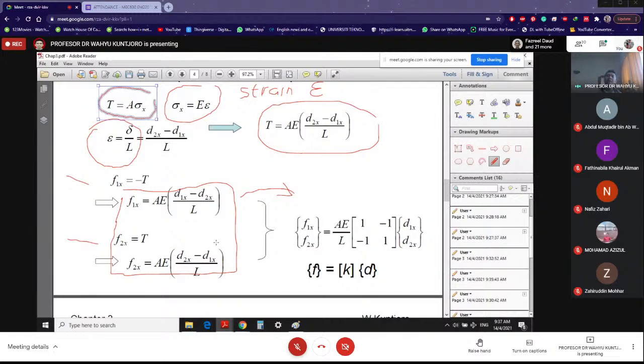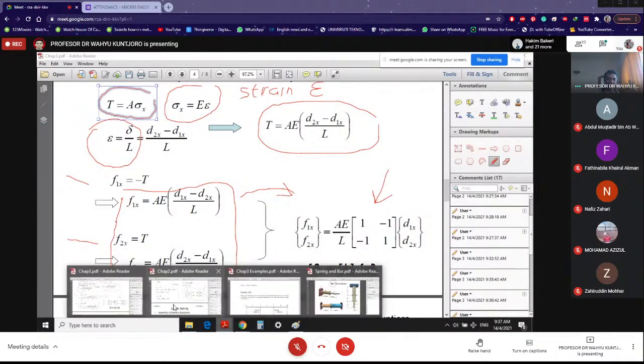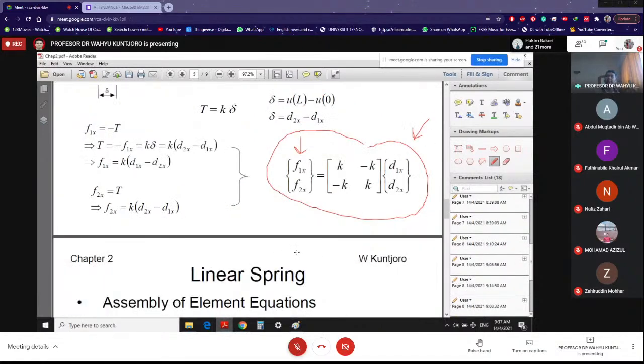So what's the conclusion? The conclusion is very simple. Now you know your element equation for bar element. So that is your equation. Now let's compare this equation with spring. Where is our spring? That is spring. See? F1, F2, D1, D2, all are in X. And the ingredient of this matrix is K, minus K, minus K, K.